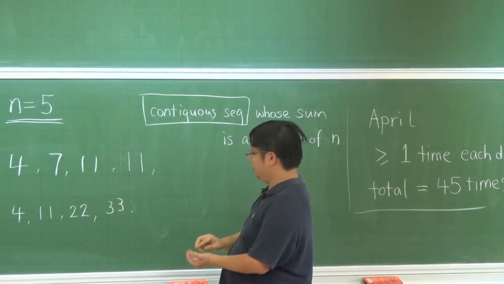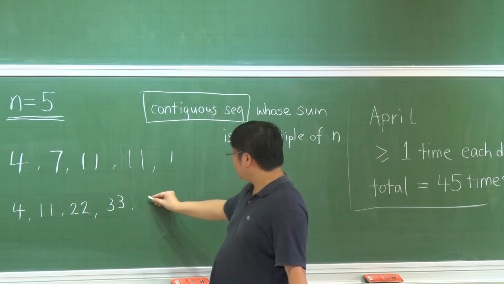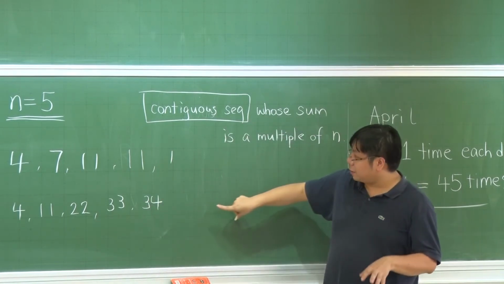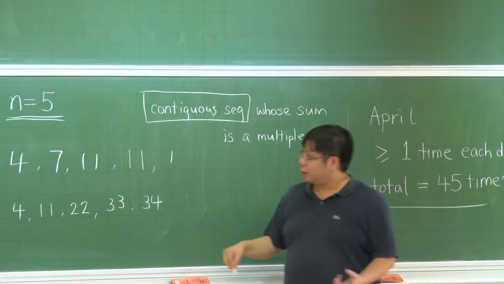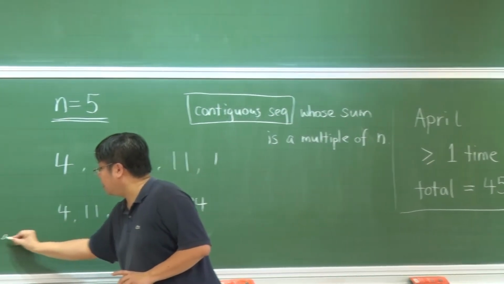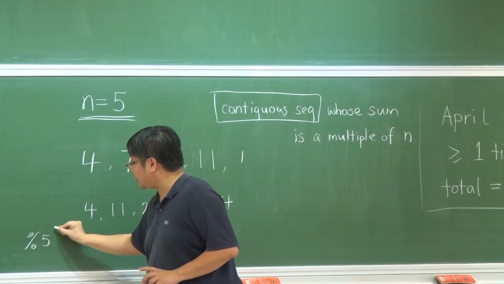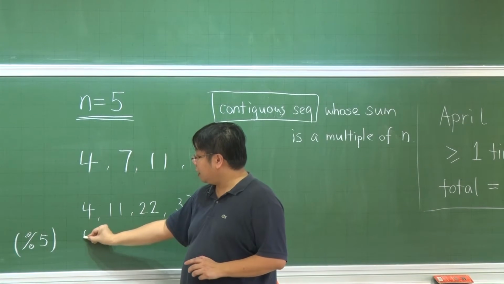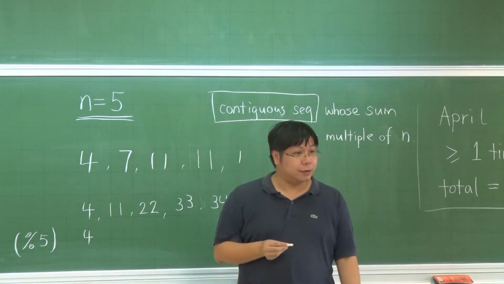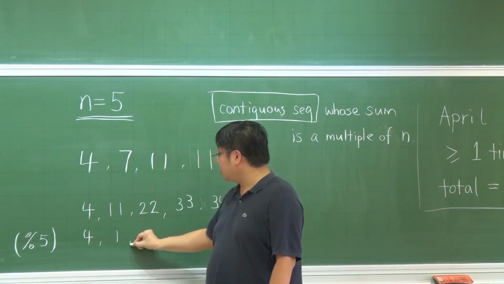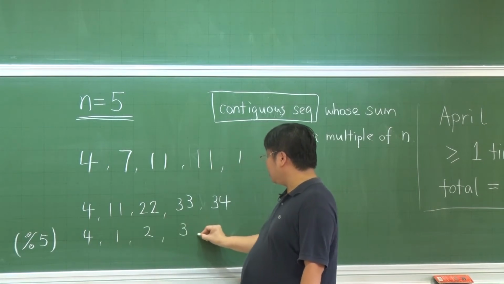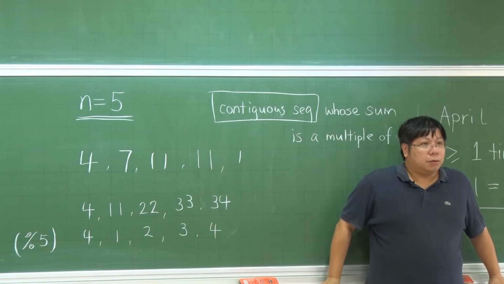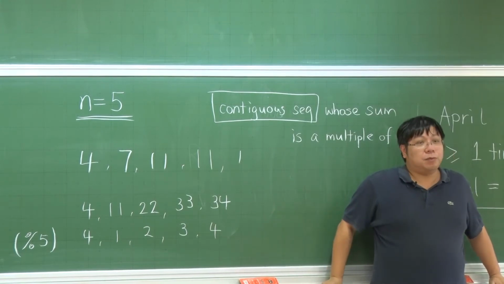Let's change it to 1, so this becomes 34. Now you don't find any multiple of 5. Then what shall we do? This time, let's take the modulo of 5 and see what will happen. This remainder is equal to 4 if you divide it by 5, this remainder is 1, this is 2, this is 3, and this is 4. And then we must know that 2 of them must have the same remainder.